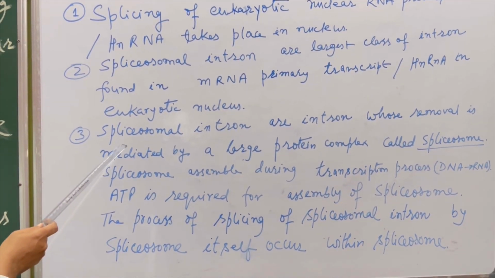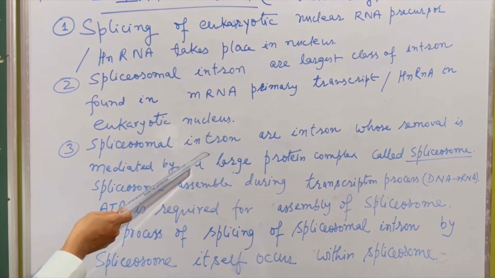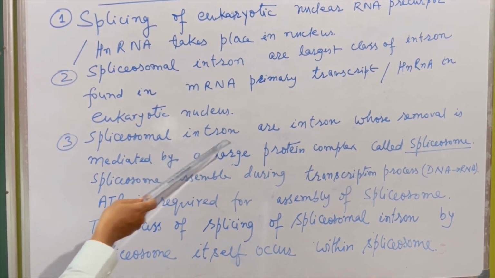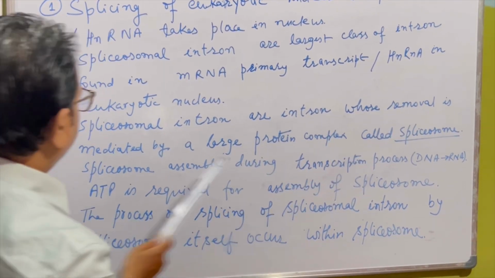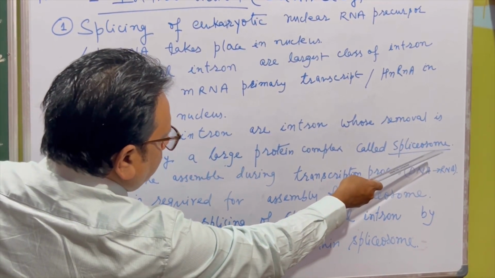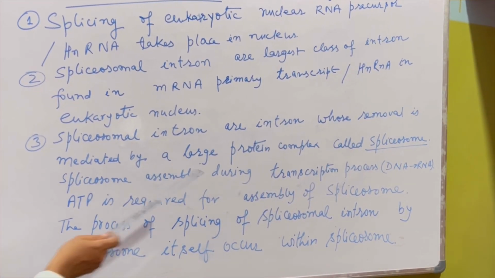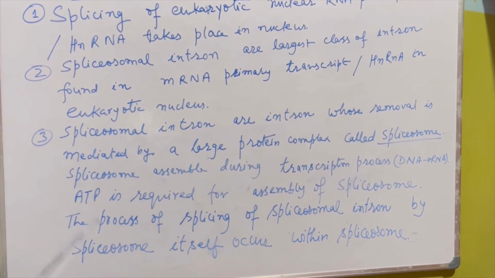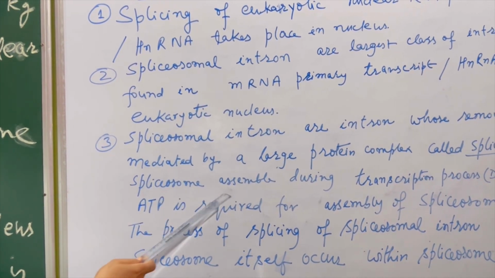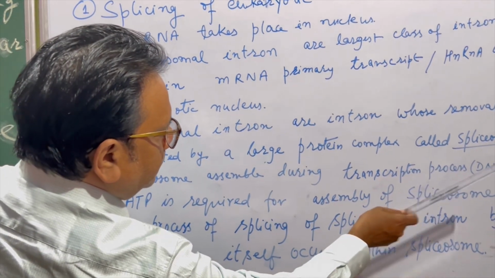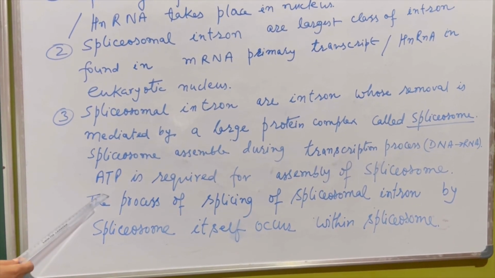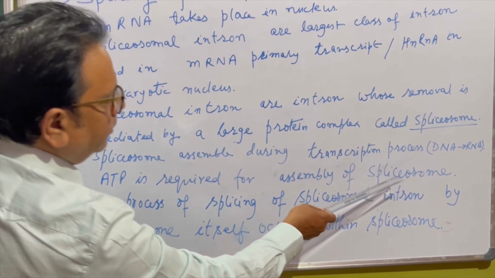Now, regarding spliceosomal introns, you know spliceosomal introns are introns whose removal is mediated by a large protein complex called spliceosome. So what is spliceosome? It is a protein complex. Again, a very interesting point is that the spliceosome is assembled during the transcription process, that is, synthesis of RNA from DNA. And ATP is required for assembly of the spliceosome.